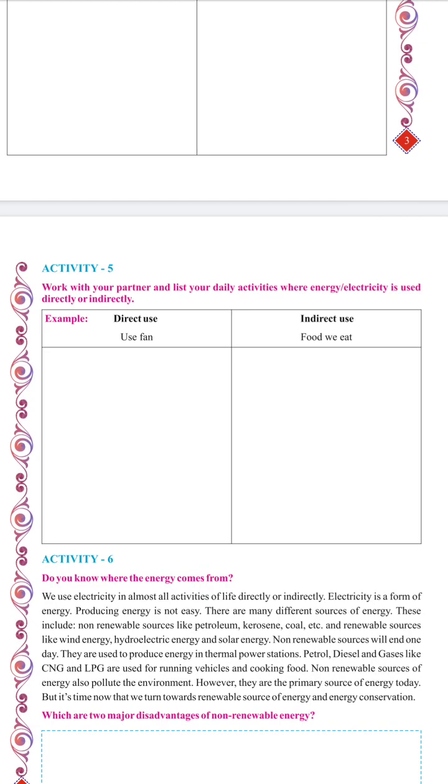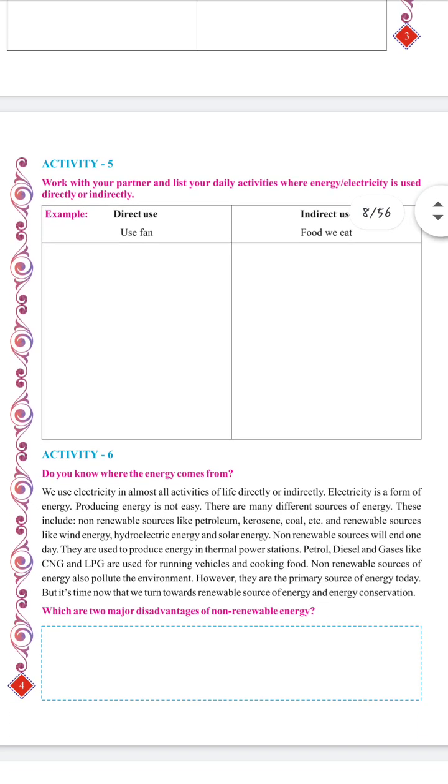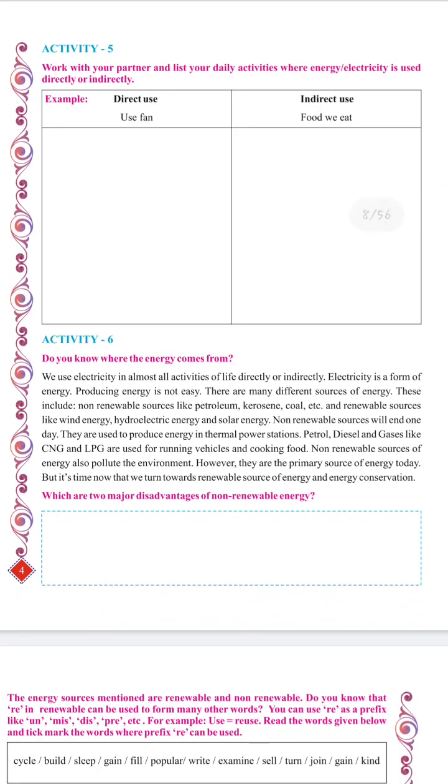After that, let's start with activity number 6. Activity number 6 says, do you know where the energy comes from? So the paragraph says, we use electricity in almost all activities of life, directly or indirectly. Electricity is one of the basic necessities nowadays, because all those industries, our houses, and most probably nowadays even vehicles are running on electricity. So electricity has become one of the basic necessities of our life. We use it directly or indirectly.